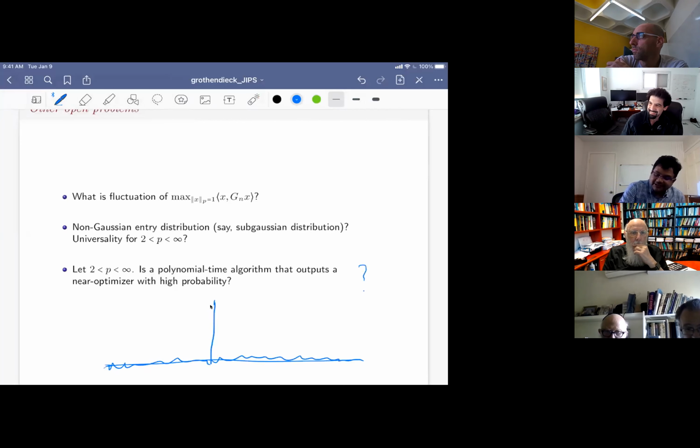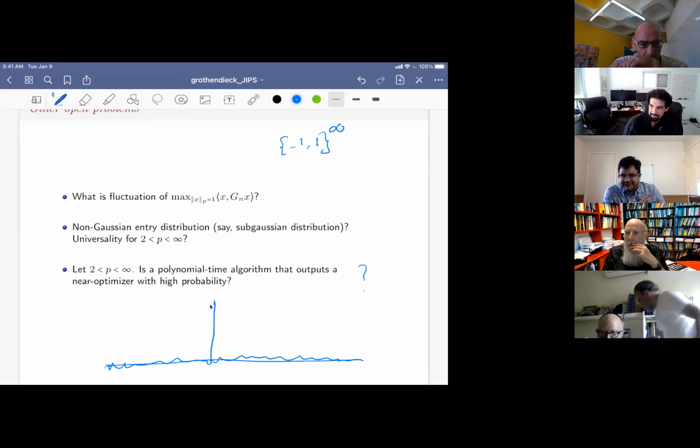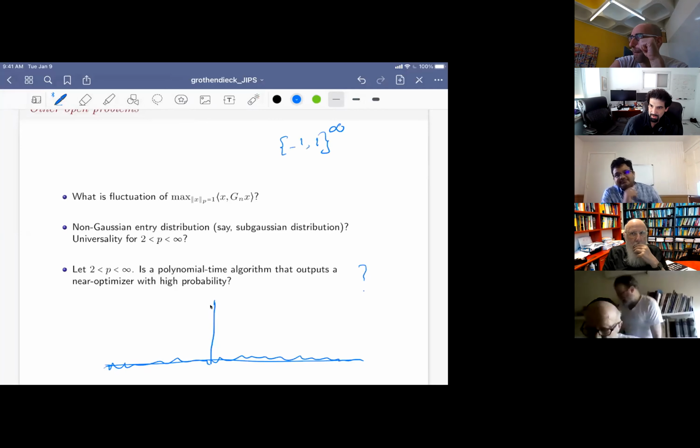Let me tell you that even for the p equal to infinity case, all you have is corners. There, the non-trivial result is that you can get exponentially many near optimizers which are nearly orthogonal to each other. So basically, you have exponentially many well-separated peaks in the energy landscape.